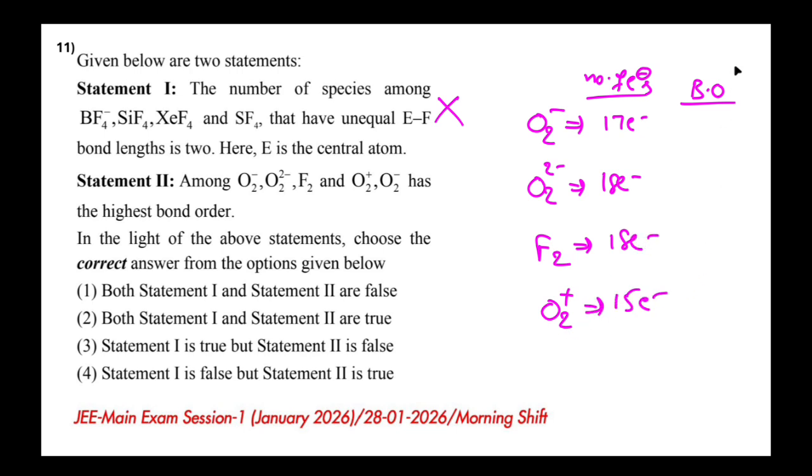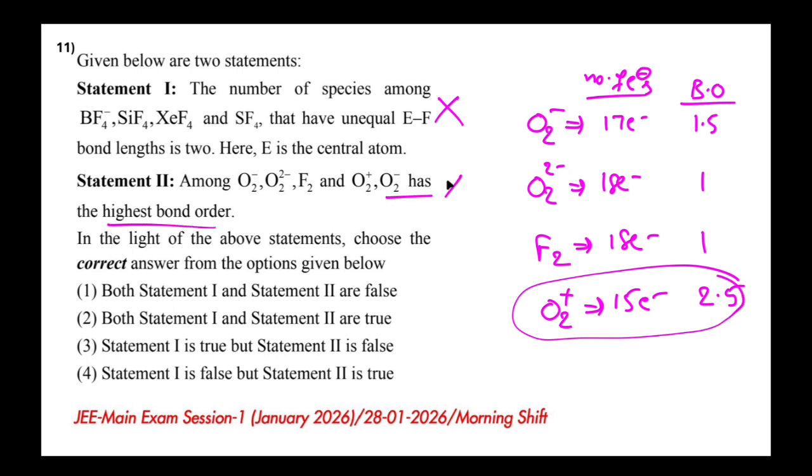15 electrons, 18 electrons: bond order 1, bond order 1.5. O2 plus, with 15 electrons, has bond order 2.5. So the highest bond order is O2 plus, but not O2 minus. They gave O2 minus as the highest bond order, which is also wrong. So statement 1 is wrong, and statement 2 is also wrong. So the correct option is the first option.